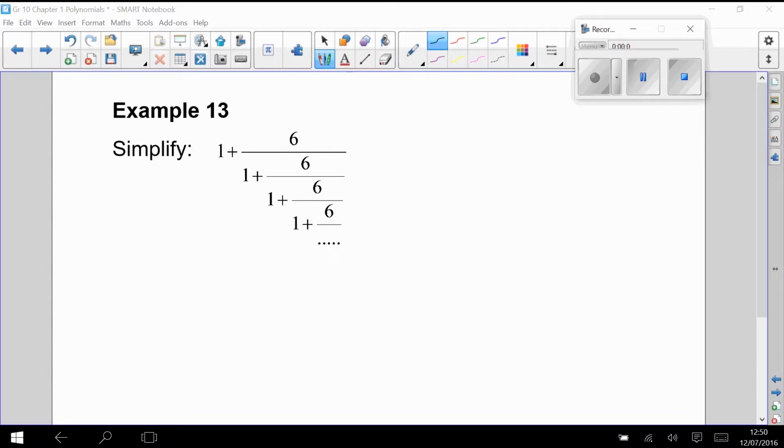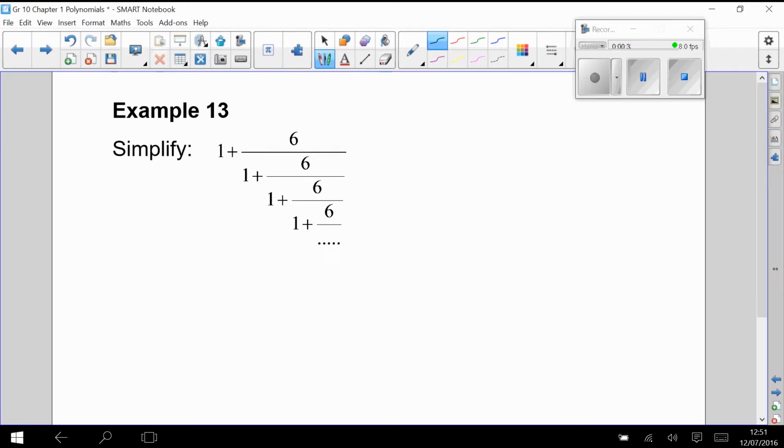In this example, I have something that looks pretty daunting. It's an endless fraction because under the last denominator, there is still a 1 plus 6 over 1 plus 6 over, and so on. And so this fraction is going to go on and on and on forever. Now, if you don't get a clue from me, you probably wouldn't know where to start. But it isn't half as difficult when you have an idea of what to do.